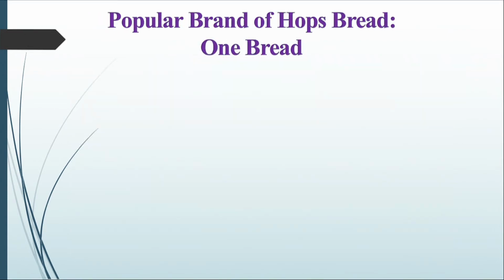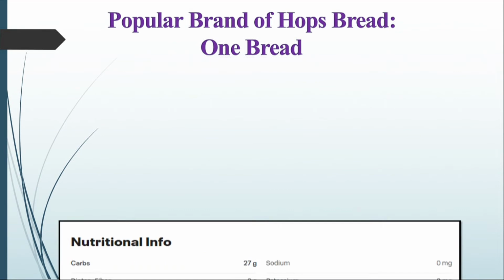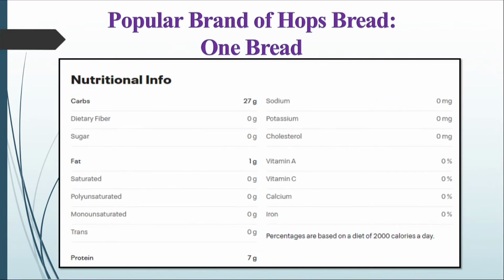What about a popular brand of Hubs bread? One Hubs bread will contain 27 grams of carbs, 1 gram of fat, 7 grams of protein. However, we don't see any vitamins or minerals in that Hubs bread.